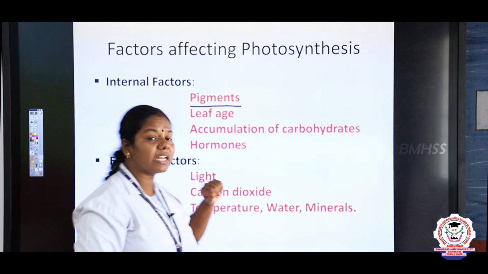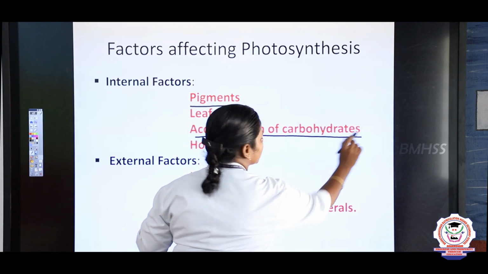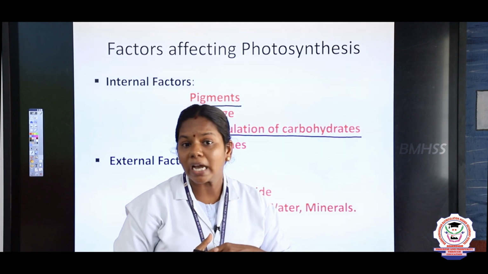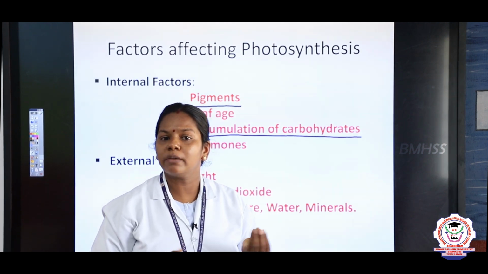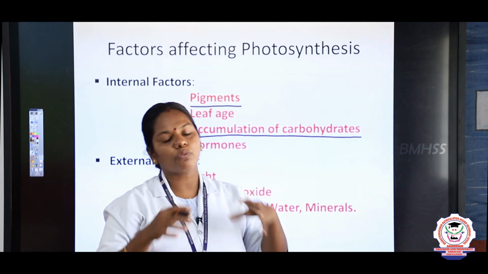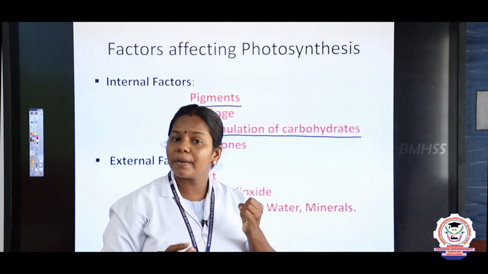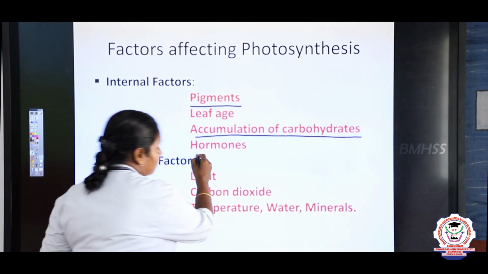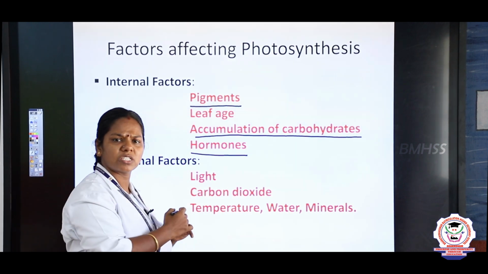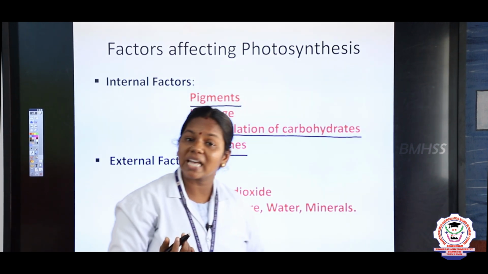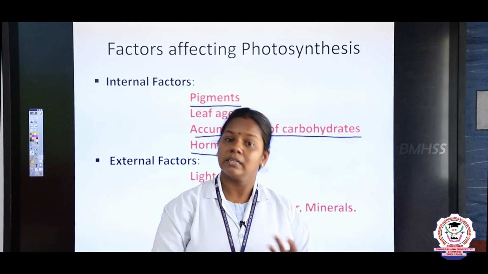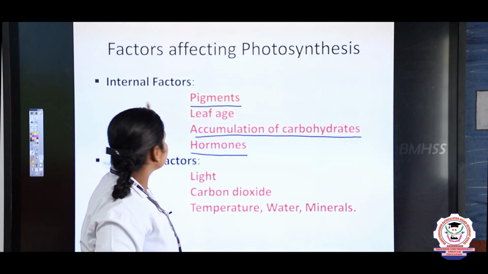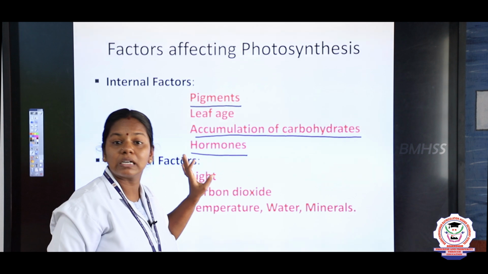And another one is accumulation of carbohydrates. What do I mean by accumulation? Over. If it has more than what is needed, it is said to be accumulation, right? What is the need of photosynthesis, children? Producing carbohydrates. If there are already more carbohydrates in the plant, what will happen? The rate of photosynthesis will be slow. So accumulation of carbohydrates. And plant hormones are also necessary for photosynthesis. Like human beings, plants also have some hormones, abscisic acid, many gibberellins. There are many hormones of the plant. So hormones are also necessary for photosynthesis, internal factors.